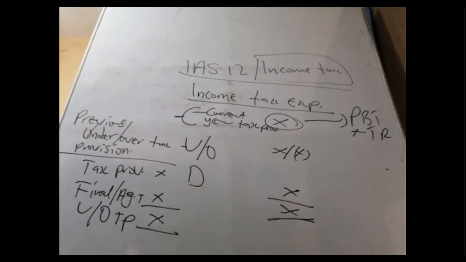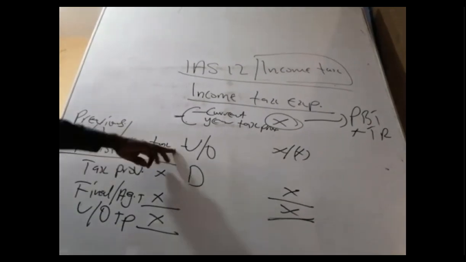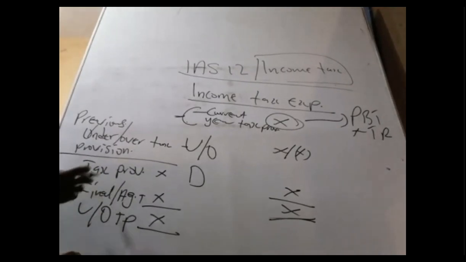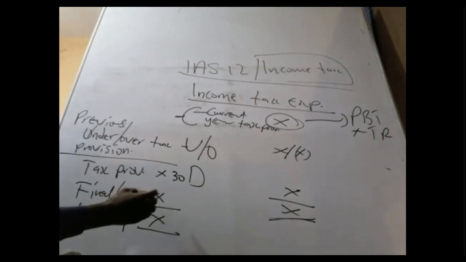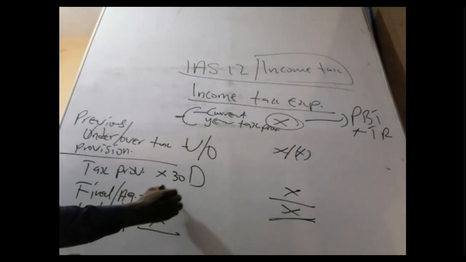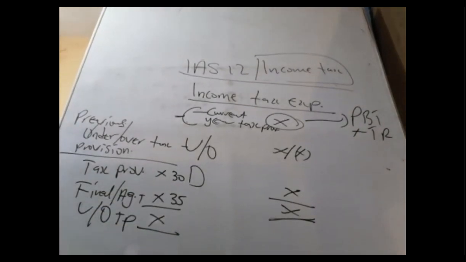So if you see the examiner giving you information about last year's tax, the tax that we provided and the tax that the tax authority said we should finally pay, then we are just asked to compute the under or the over. Okay, now let's perform a small exercise. What if the tax provided is 30 and the final tax is 35? Will it be under or over tax?